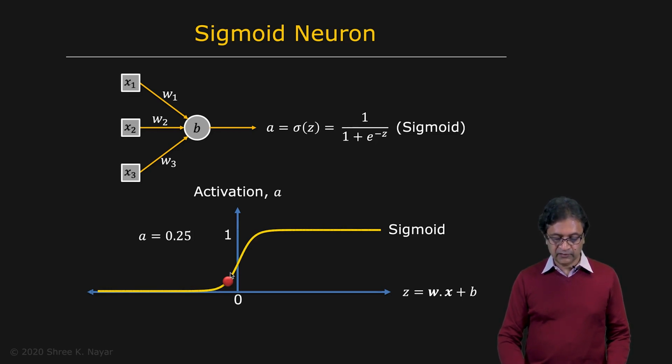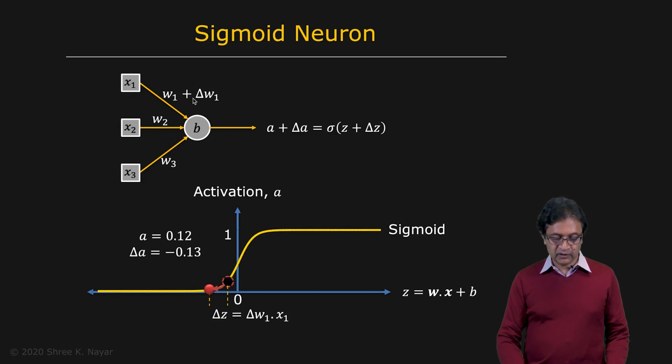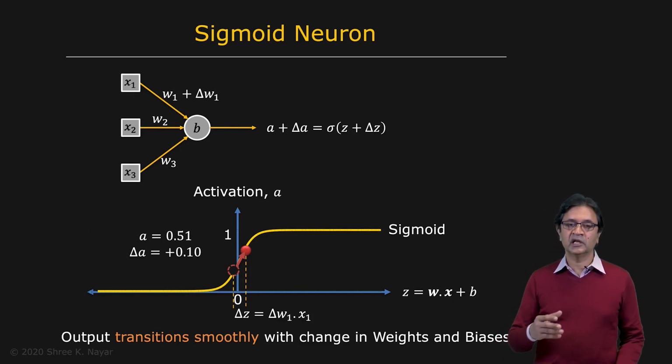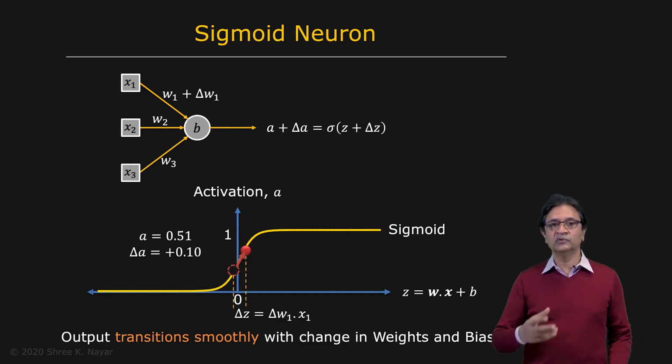And now the behavior is a little bit more benign and predictable in that if you change the parameter W1, and let's say Z moves in this direction, you have a measurable change in the negative direction, in the opposite direction, in the output A. If you go the other way, you see that the activation increases, again in a measurable way. And if you further increase it, you see that it increases further, and so on. In other words, the output transitions more smoothly with respect to changes in the weights and biases.